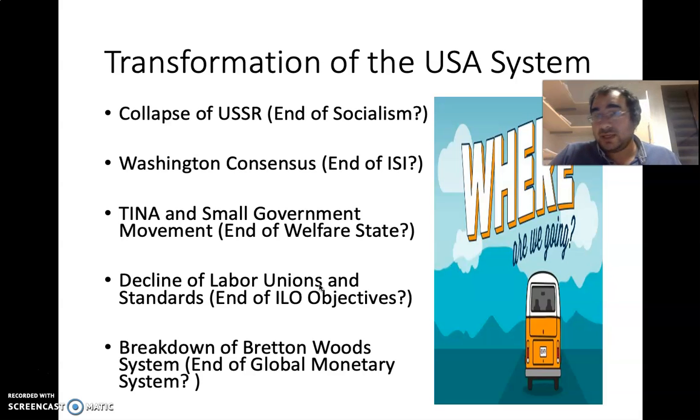And then the welfare state was challenged increasingly by different politicians in developed and to some extent developing countries. The idea that there is a need for small government for a better economic system was developed, which ended the welfare state, the Keynes, Roosevelt, Bernstein compromise. Labor unions lost their power. Labor standards started to decline in the world, so ILO objectives were declining, and the monetary system created by Bretton Woods also collapsed in the 1970s. So many different things were transforming or collapsing throughout the 1970s and 1980s.